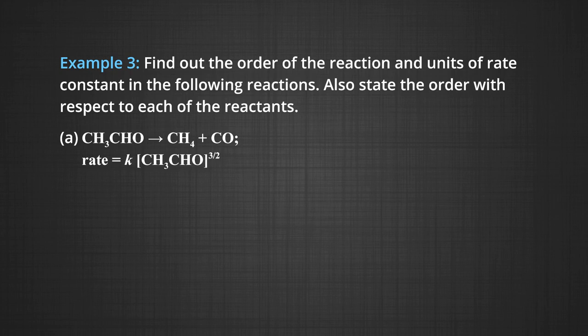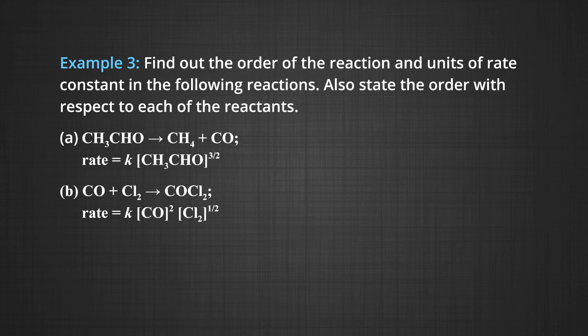Now, the rate law is: rate is equal to k, the molar concentration of CH3CHO raised to power 3 by 2. Another equation, carbon monoxide plus Cl2 gives COCl2. For this the rate has been given: rate is equal to k, concentration of carbon monoxide raised to power 2, concentration of Cl2 raised to power half. Another equation, nitric oxide plus O2 gives 2NO2. And for this the rate has been given: k, concentration of NO raised to power 2 and concentration of O2 raised to power 1. Now, let me solve each part one by one.